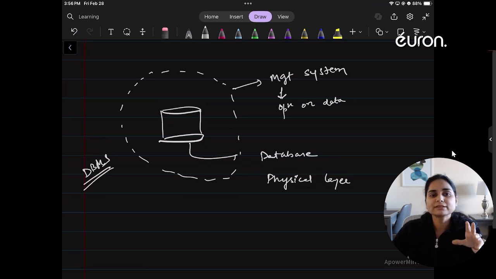So this DBMS came into the picture to solve all the problems which we had in the file-based storage system. The main issue there was redundancy. In the file-based storage system, people could not keep track of that. Correct? In order to solve this, DBMS designers came up with a system where we have a database in the middle and the management system surrounding it.